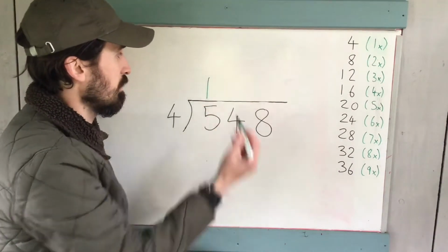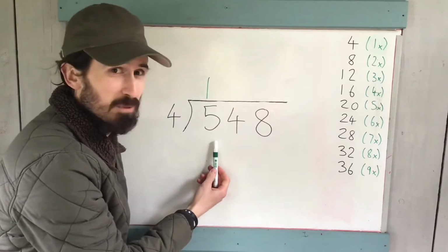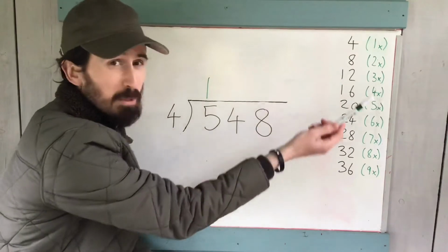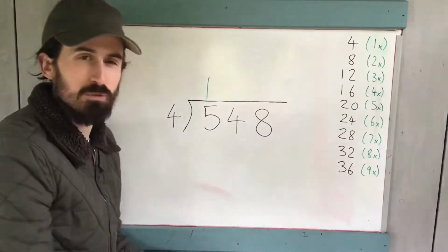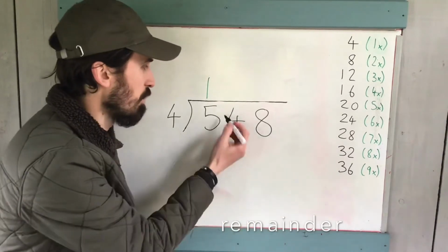I'm just going to put that into green. 1 times 4 equals 4, and we can't go any further because we're only getting to 5. We can't get up to 8, for example. But we do have a remainder here, because 1 times 4 is 4, but we want to go to 5, so we've got one remainder.